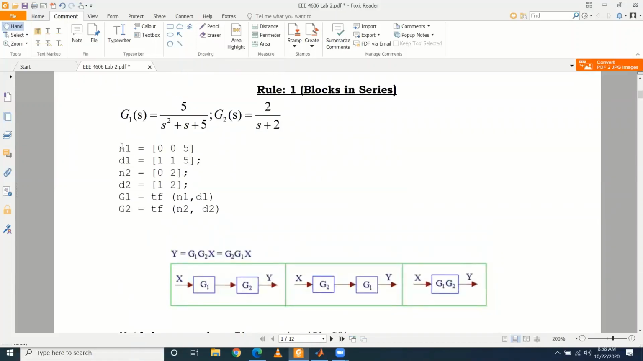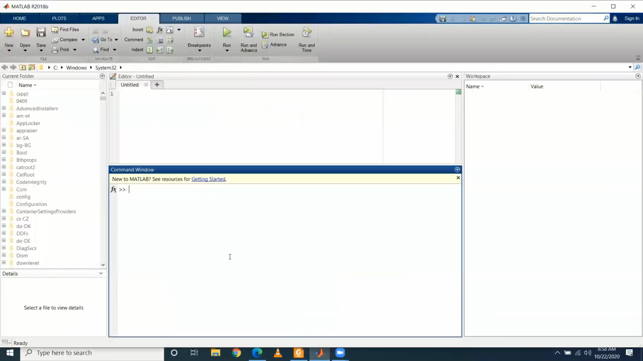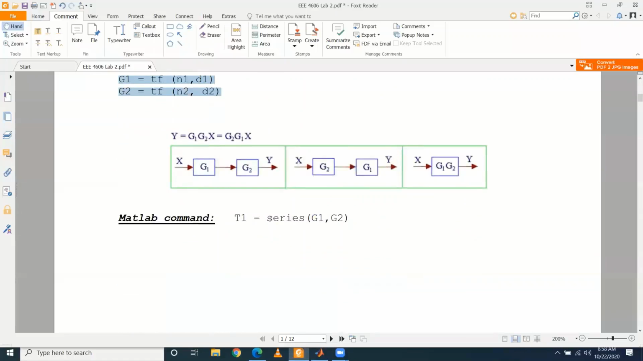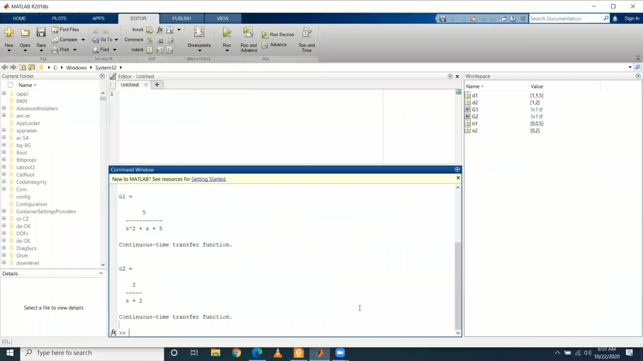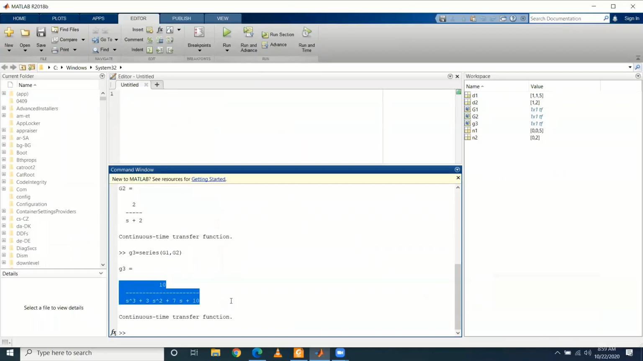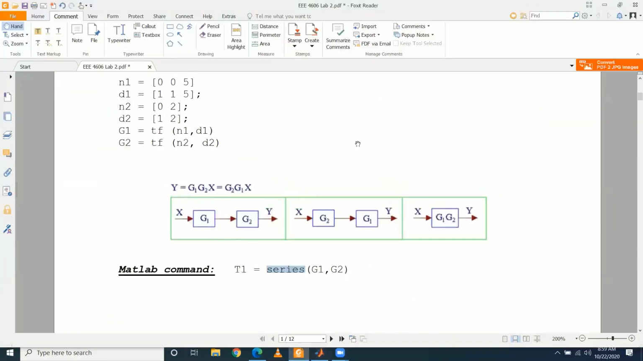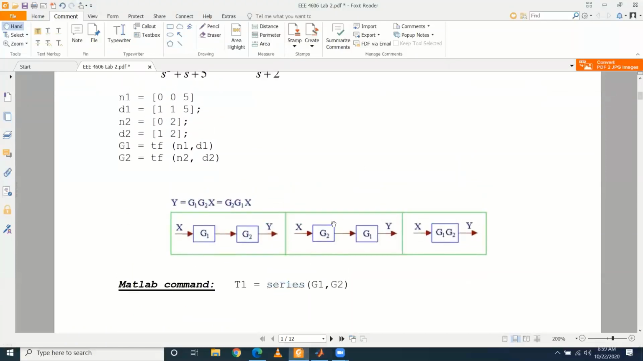Let's see how it's done in MATLAB. Same as usual, you have numerator and denominator, and then use tf to describe these transfer functions. So we have G1 and G2. Now to find the overall transfer function, we use a very simple command called series, right? For series, just write the overall transfer function G3 = series(G1, G2), and we have our overall transfer function where G1 and G2 are in series. As you can see, using the series command, it basically multiplies G1 and G2.